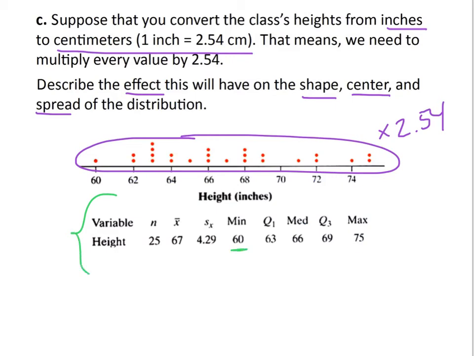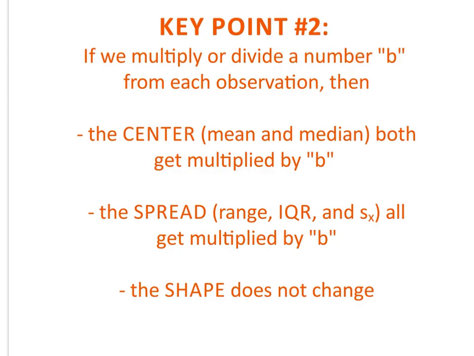My minimum and maximum are going to be much further apart. My spread, or my standard deviation, is going to change. And if I multiply each of these values by 2.54, they're going to change. So multiplying by a constant is going to change a lot in my graph, which brings me to key point number 2.